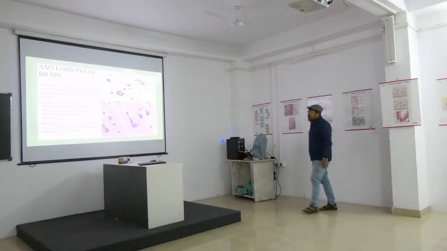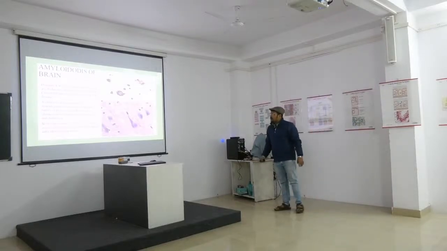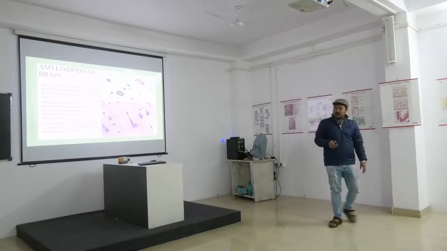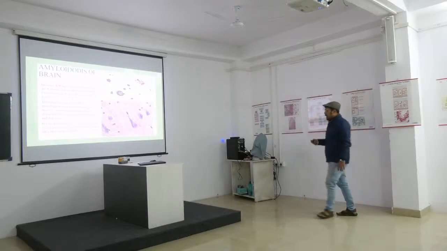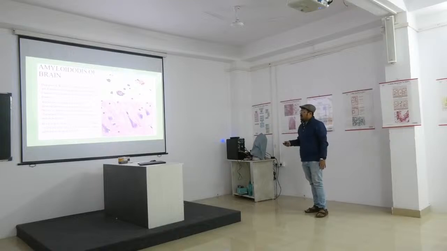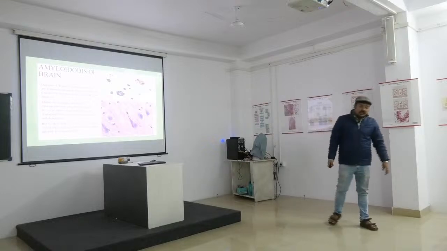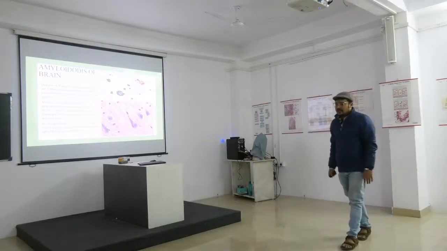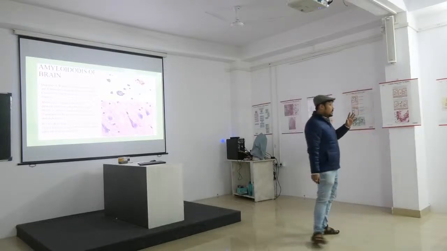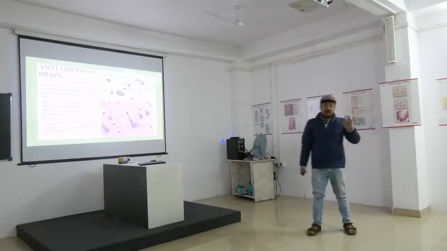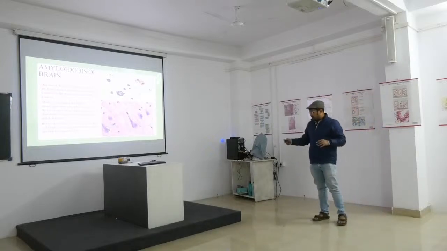Now next, or last, amyloidosis of brain. The protein is namely A beta amyloid protein. Diseases associated with senile amyloidosis: Alzheimer disease, dementia, neurodegenerative diseases, multiple sclerosis, all these kinds of neurodegenerative diseases. An amyloidosis-like picture in the brain we can find.